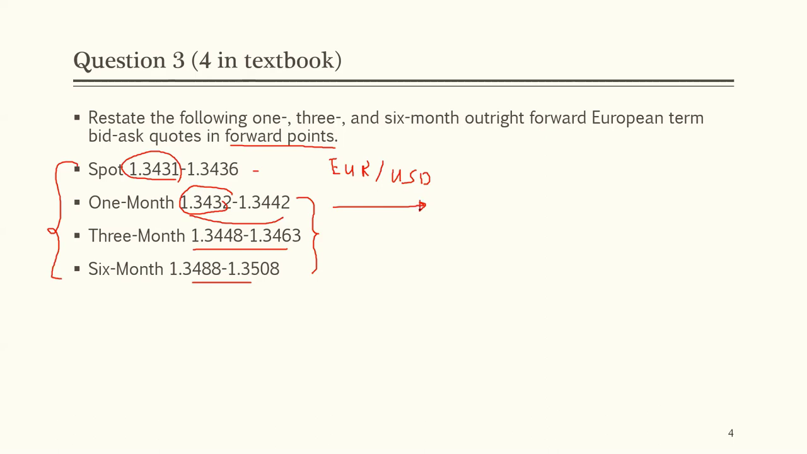For example, for the 1 month maturity, if I want to calculate the forward point, on the bid side, I'm going to take this rate, 1.3432, and minus the spot bid rate, which is here. My difference here is 0.001. This is 1 basis point. For the ask rate, I'm going to take this rate on the right-hand side and minus the ask rate for the spot market. I will get 0.0006. To write it properly in terms of forward point quotation, I'm going to write this small figure, so it will be 0.1, 0.6 for the 1 month maturity.